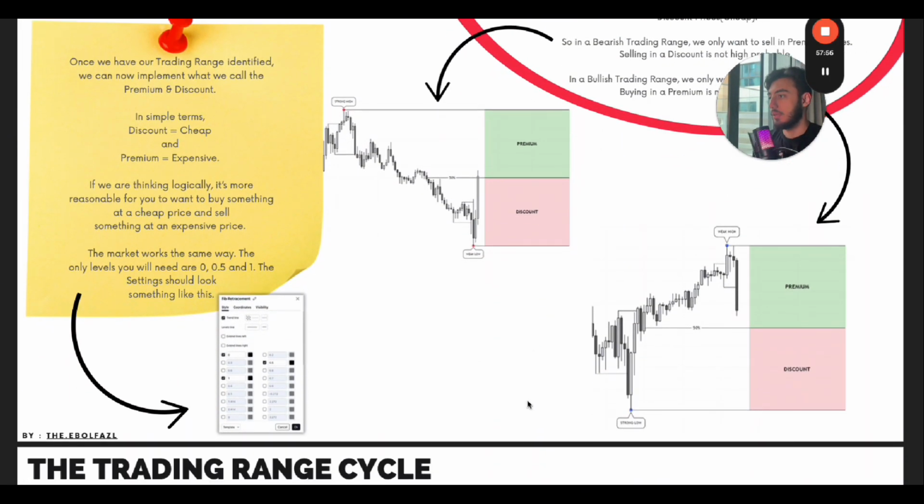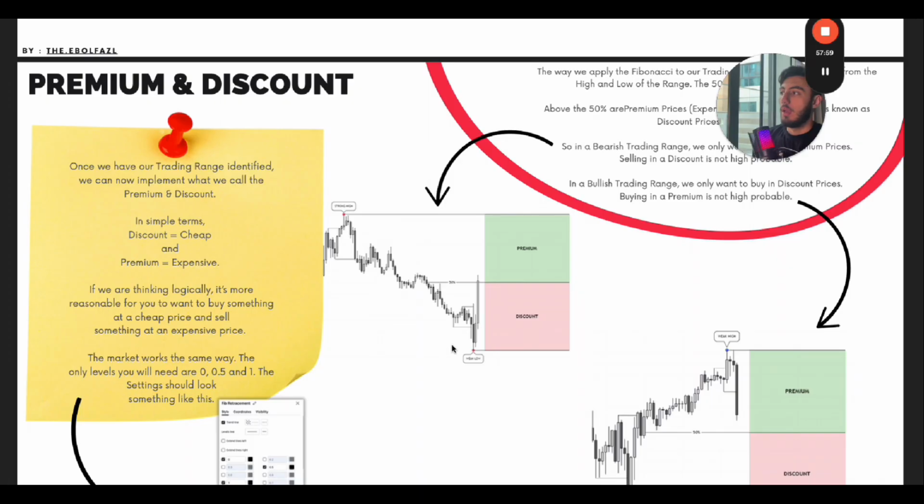The premium and discount level is so important. Once we have our trading range identified, we can now implement what we call the premium and the discount. In simple terms, discount means cheap, and premium means expensive. The logic is so easy.